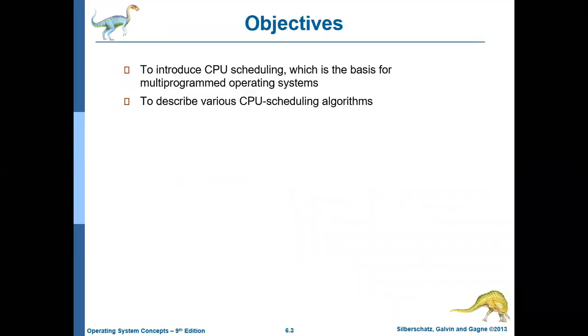So the objective of this particular topic is to introduce CPU scheduling. CPU scheduling is the basic thing which we do in a multi-programmed operating system, in a multi-programmed environment. We'll understand what is meant by CPU scheduling, why it should be done, and how it improves the CPU utilization. That's the first objective. And the second objective is to discuss the various CPU scheduling algorithms. Okay, fine, let us start.